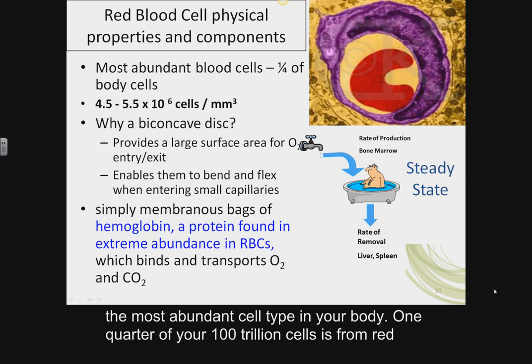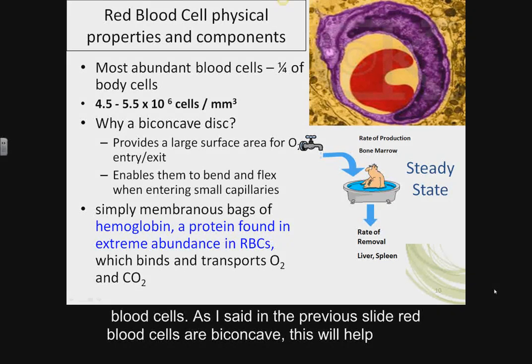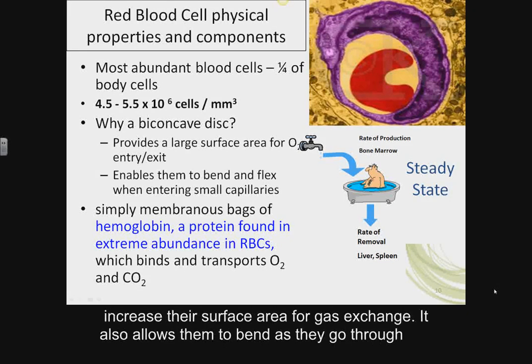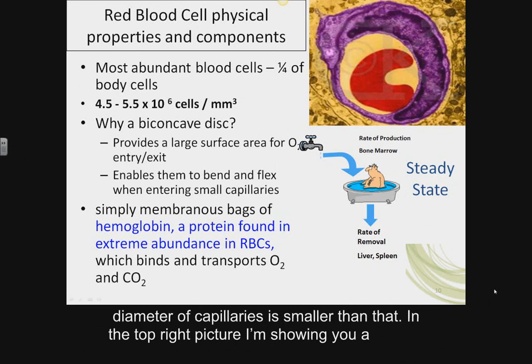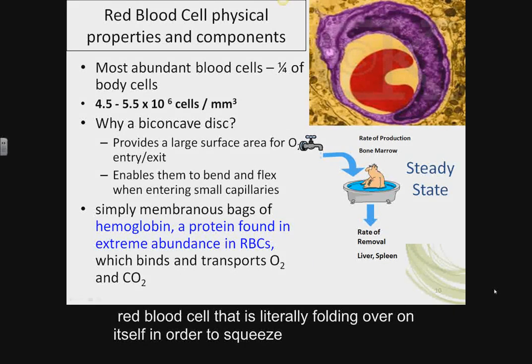As I said in the previous slide, red blood cells are biconcave. This will help increase their surface area for gas exchange. It also allows them to bend as they go through small capillaries. Even though a red blood cell is only 80 to 100 microns, oftentimes the diameter of capillaries is smaller than that. In the top right picture, I'm showing you a red blood cell that is literally folding over on itself in order to squeeze through the capillary bed.